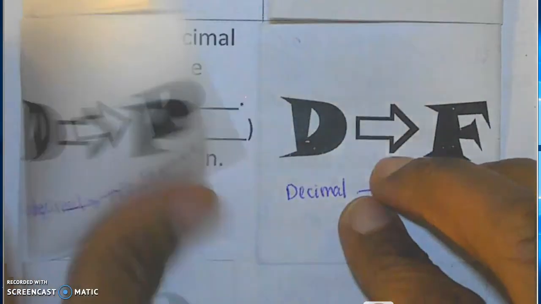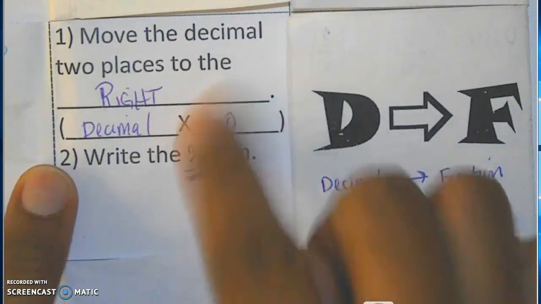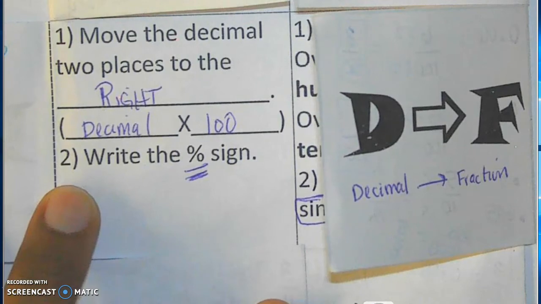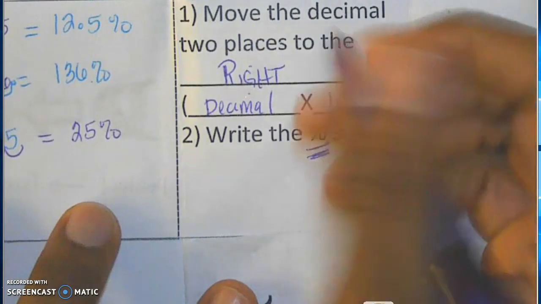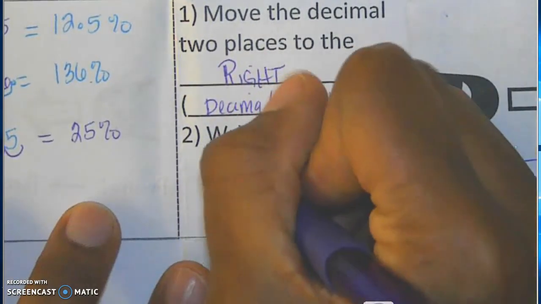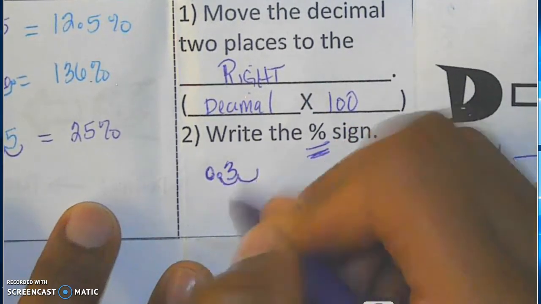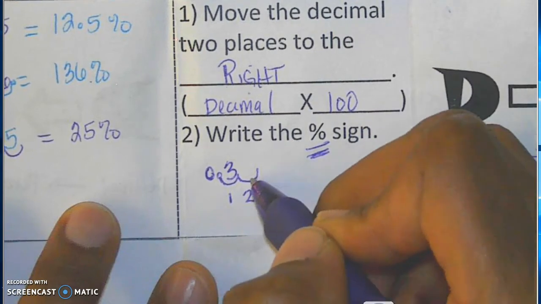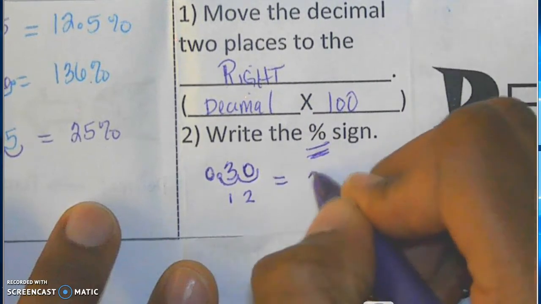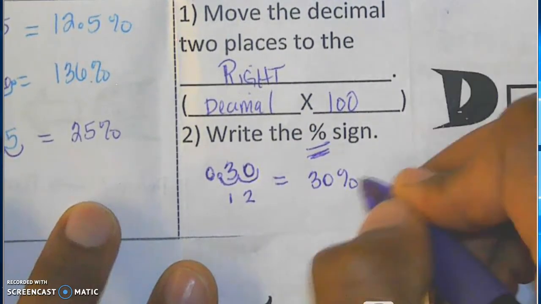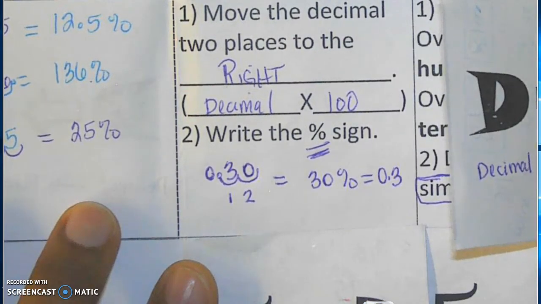Decimals to percents. How do we convert a decimal to a percent? We move the decimal 2 places to the right, which is just like multiplying your decimal times 100, and then you write a percent sign. For instance, if my decimal is 0.3, I would move my decimal place 1, 2 spaces, and there's nothing there. If there is nothing there, you put a placeholder of a 0. So then this would become 30%. 0.3 and 30% are equivalent.